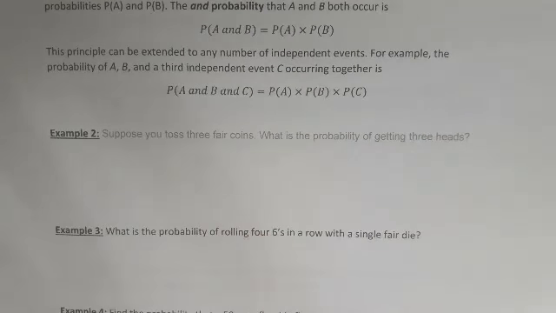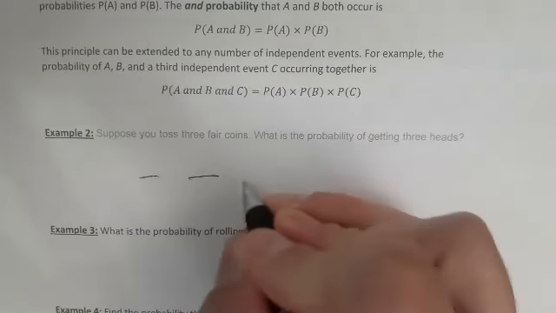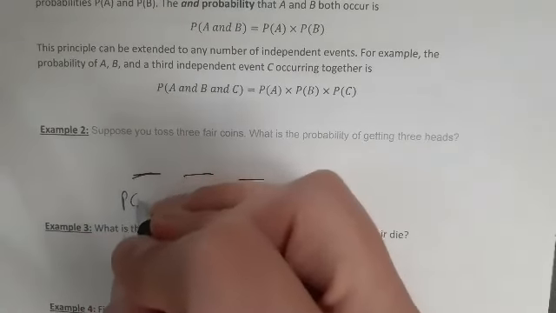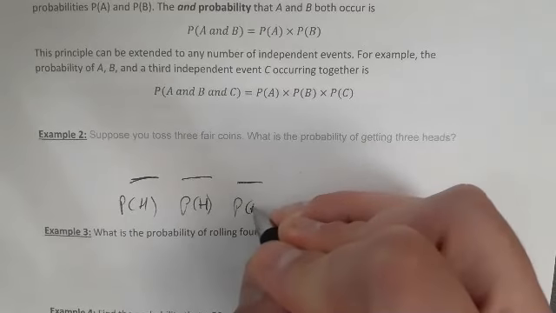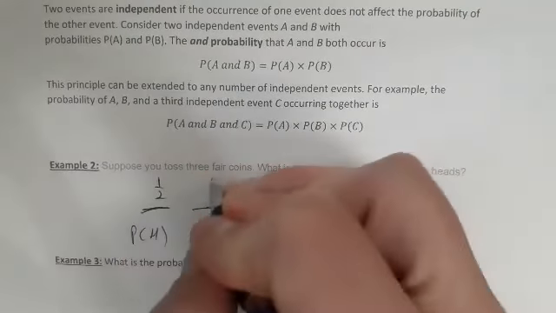But if I'm tossing 3 fair coins, what is the probability of getting 3 heads is his first question. So I'm tossing 3 fair coins. I want to think about the probability of getting heads on the first coin, and the probability of getting heads on the second coin, and the probability of getting heads on the third coin is what I want to think about. So the probability of each of these is a half.